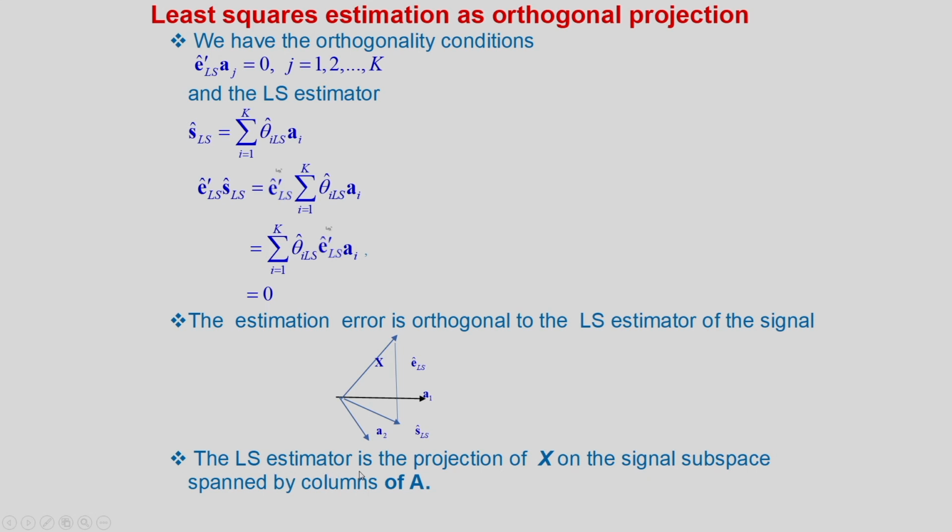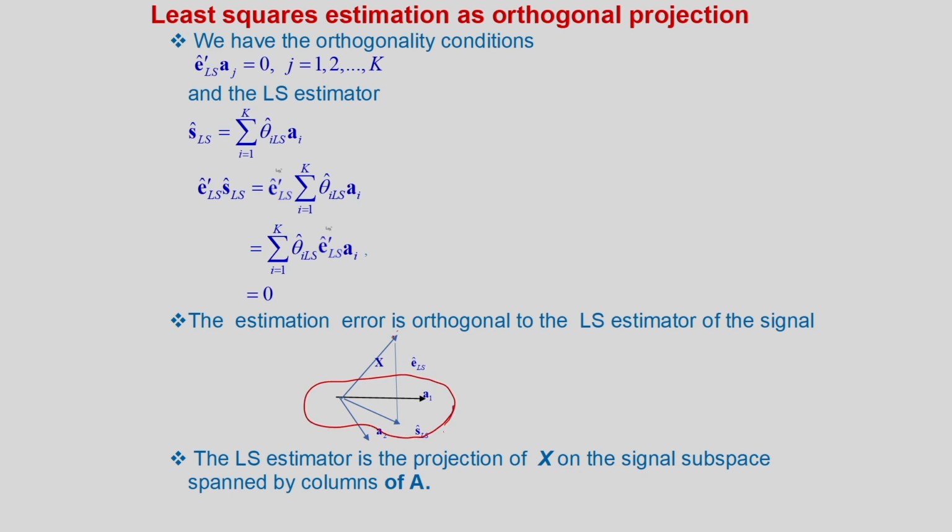Therefore, the LS estimator can be considered as the projection of the data vector on the signal subspace spanned by the columns of A. Because this error is orthogonal to the estimate, we can consider that the LS estimator is a projection of the data vector to the space spanned by the columns of A. For example, this is a two-dimensional space spanned by A1 and A2. So, suppose this is the space.